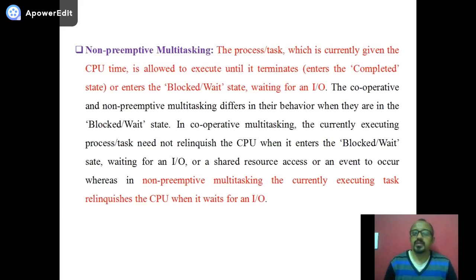Cooperative and non-preemptive multitasking differ in their behavior when they are in the blocked state. In cooperative multitasking, when any task 1 goes into blocked state, it may not relinquish, means give up, the CPU time. It holds on to it. When it resumes back, it continues execution. But in non-preemptive multitasking, when it is put into blocked state, it gives up the CPU time to another task.